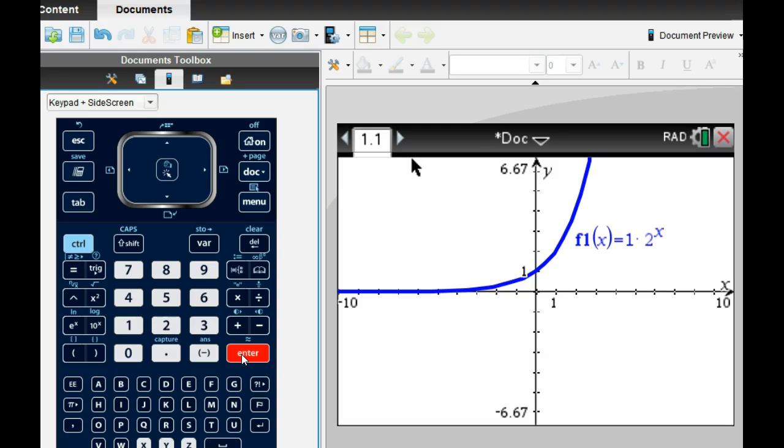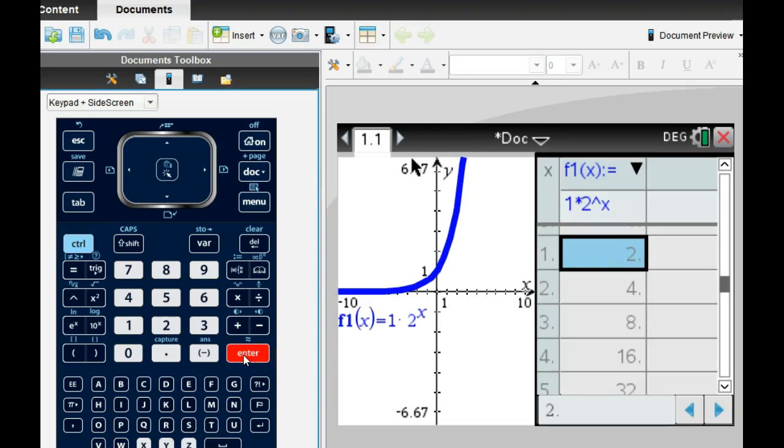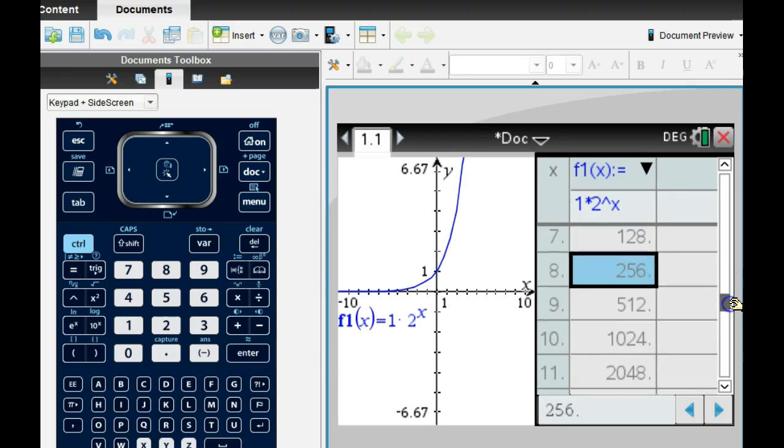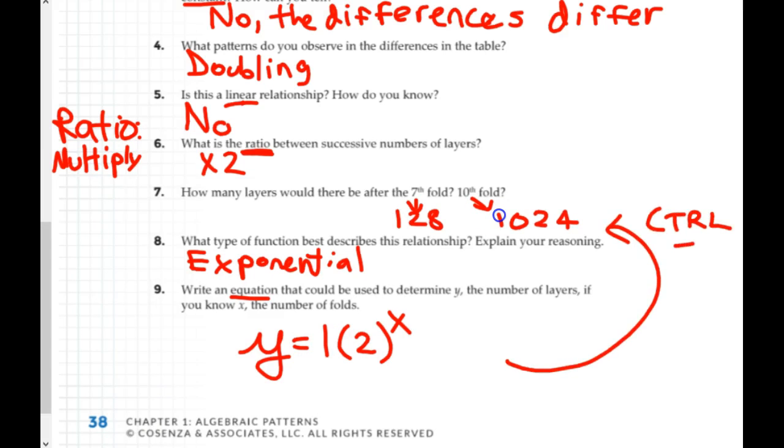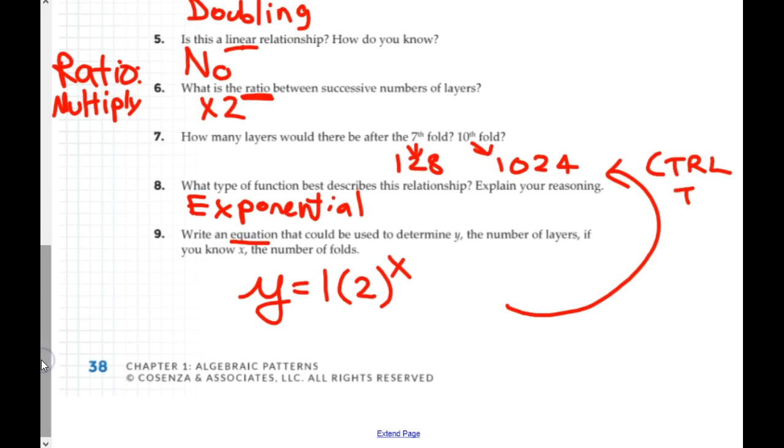So 1 times 2 to the power of X. Let's hit Control T to get that table. And I want to figure out the 10th term, so I can scroll down. At 10, I have 1,024. So over here, 10th fold, 1,024. So I can use this equation using Control T after I graph it. Cool? All right, next page, flip it.